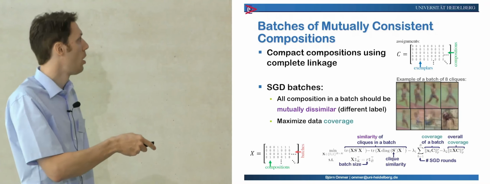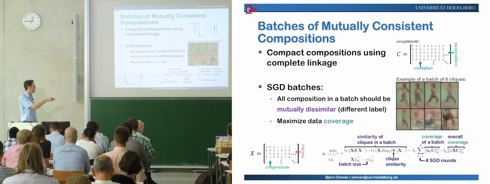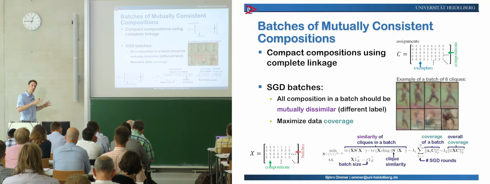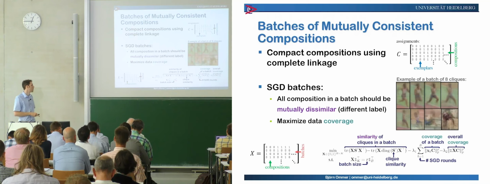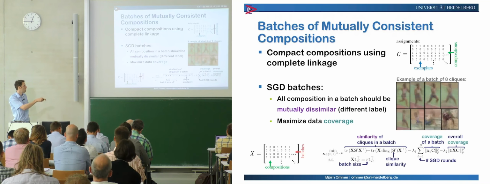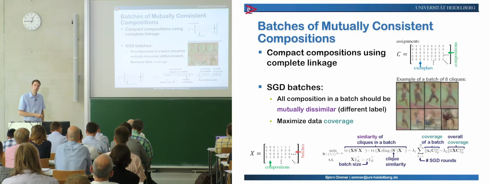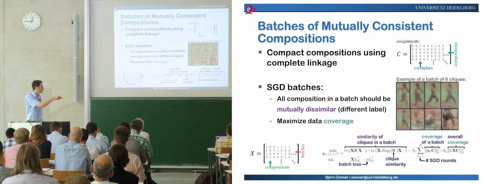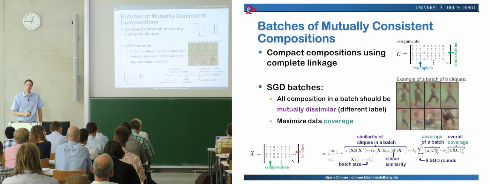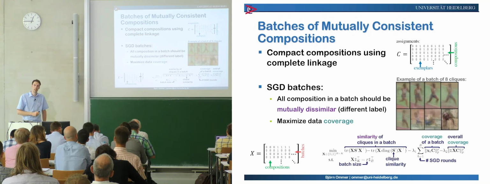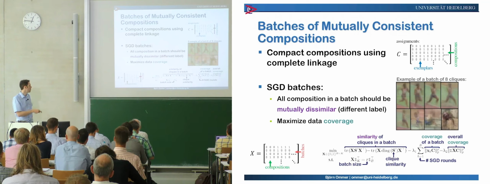After getting these compact compositions, we then optimize this batch formation by making sure that all of the cliques in the same batch are mutually far away from another. The cliques themselves are compact. We maximize the coverage that each individual batch gives us. And if you go over all of the individual batches, all batches together should obviously contain all of your training samples so that you don't miss a single valuable training sample.